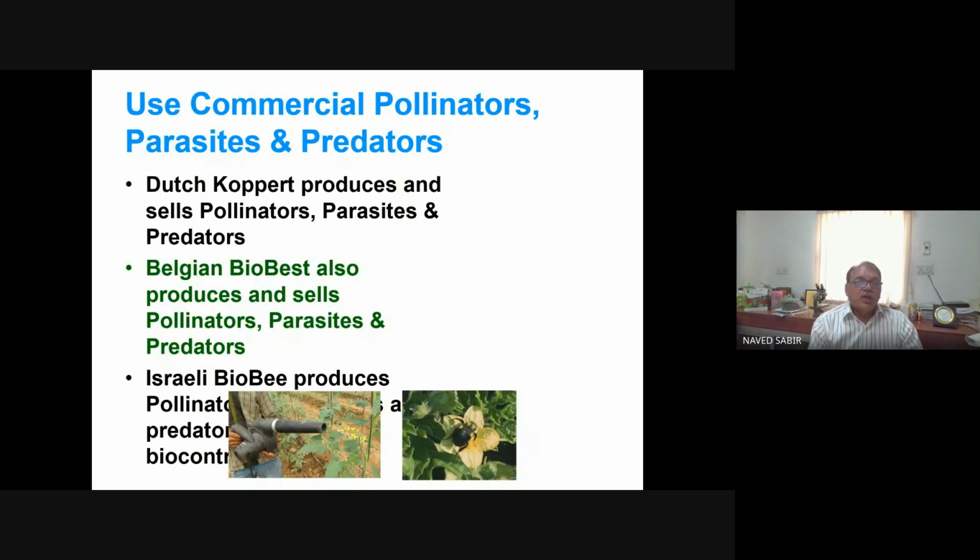Similarly, healthy crop production should be maintained through use of commercial pollinators, parasites, and predators. Now, this is one thing which is lacking in our country. The world leaders of the biologicals, for example BioBee, Biobest, and Koppert, are some of the companies which are using biologically produced parasites and predators, which can control the pests without the chemicals.